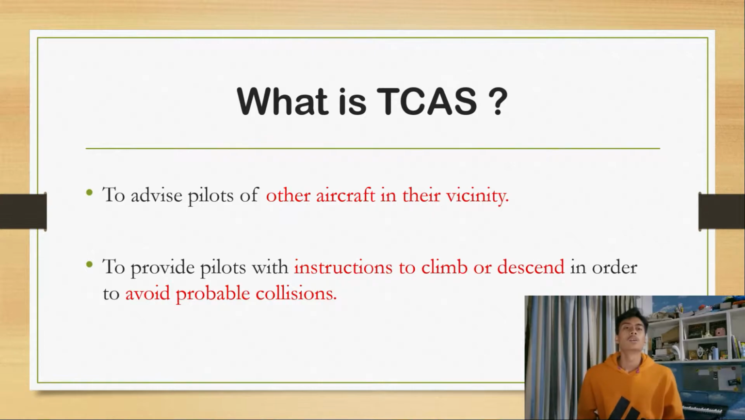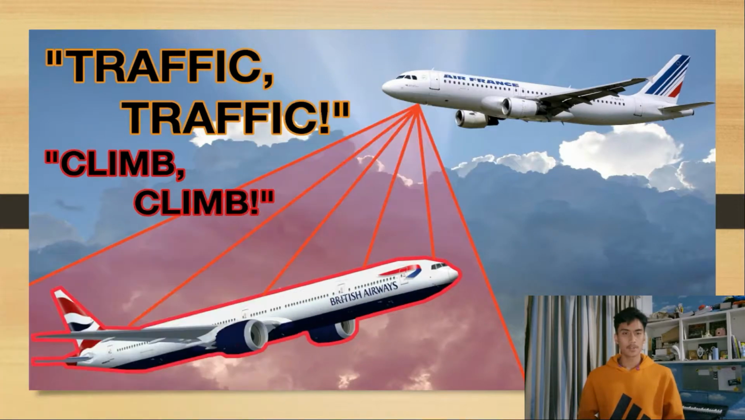Now, the picture shown depicts two pilots communicating with each other, comparing altitudes using the TCAS. They can communicate and can fly at different altitudes.